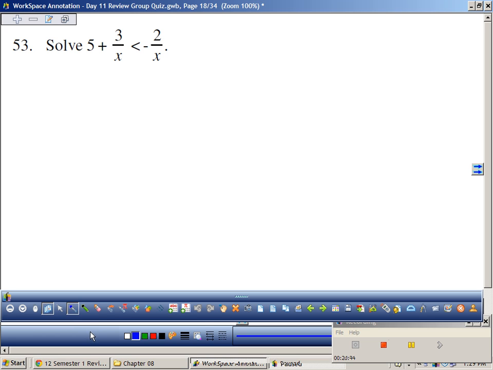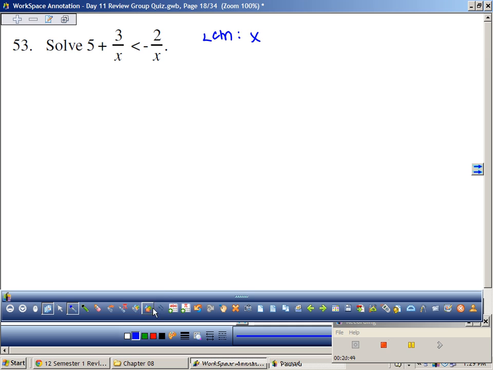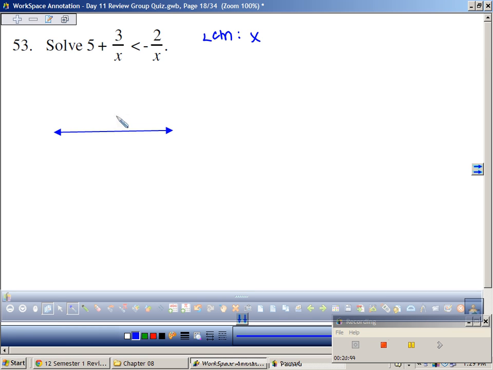This one. Just like a test problem, right? So what's my LCM? X. What else am I concerned with? Not whole. It's an inequality. That means you're going to need a number line. Right? What are you going to multiply everybody by? x, right? X is going to multiply to everybody, and I'll get what?